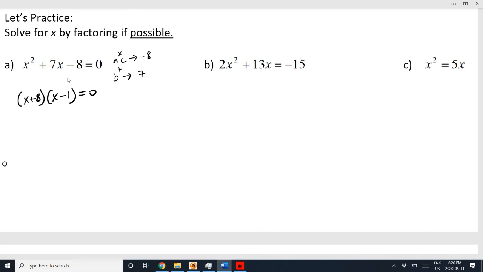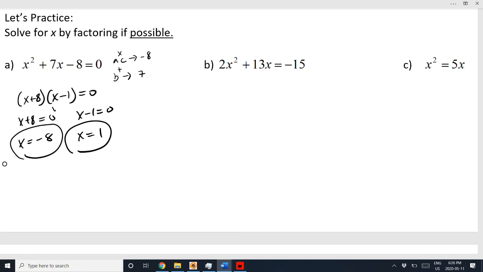Okay, and then we just have to set each factor bracket to 0, and then solve for x. So x is equal to negative 8 when we move it over. In this case, x is equal to 1. These are the solutions.